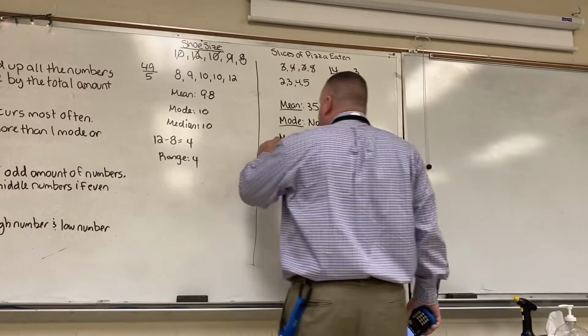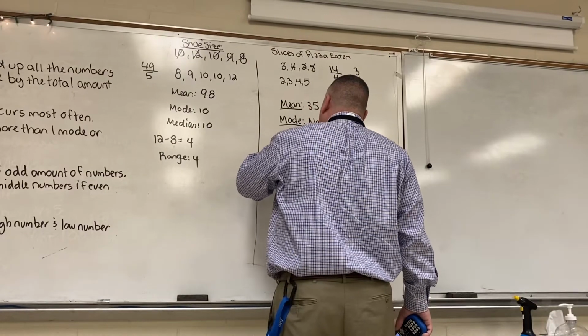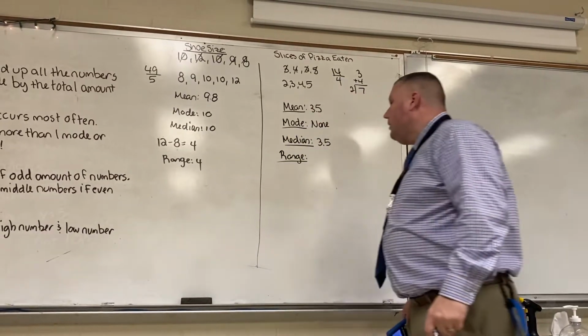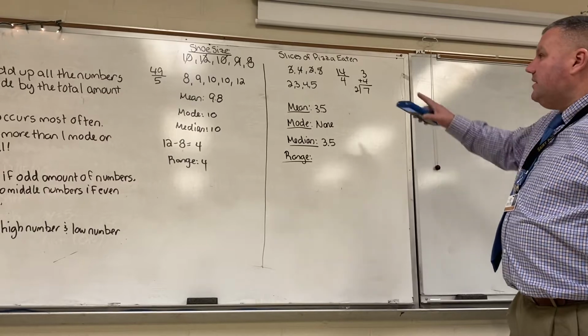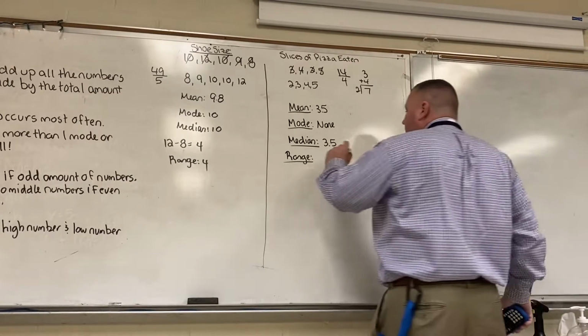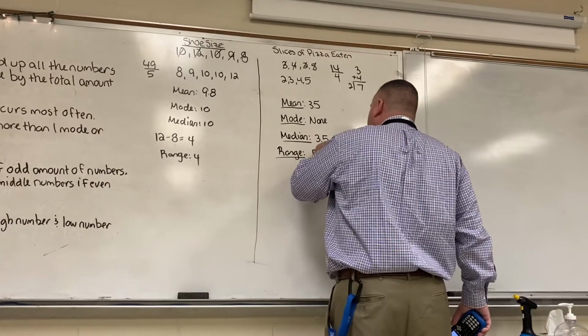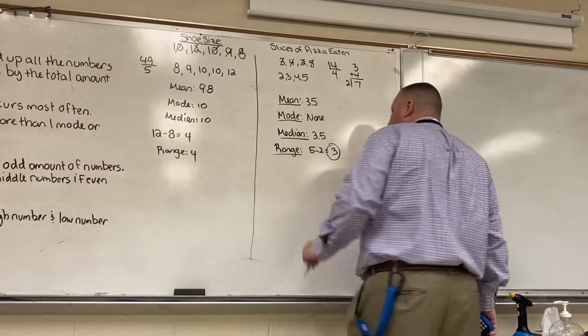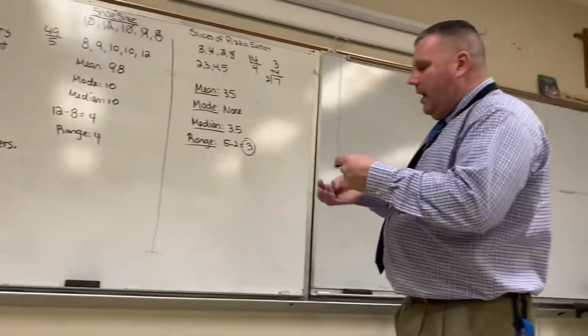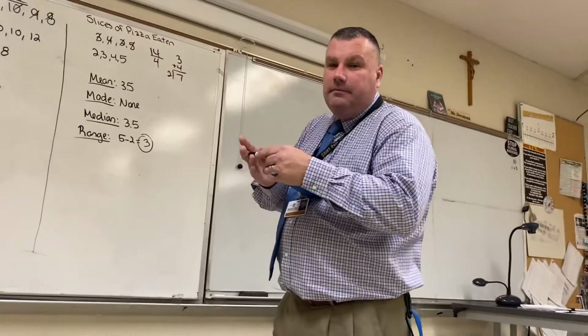And finally, the range is the difference between the high and the low. So we're going to do 5 minus 2, which is equal to 3. They're all very similar.